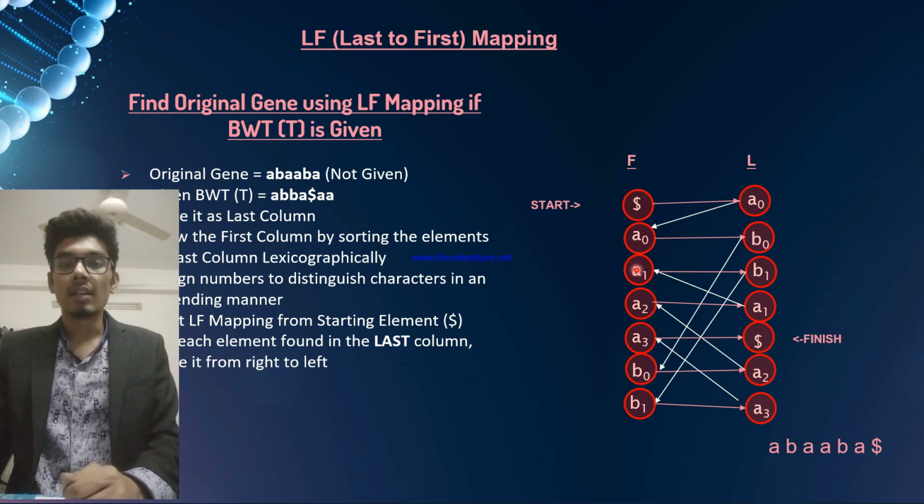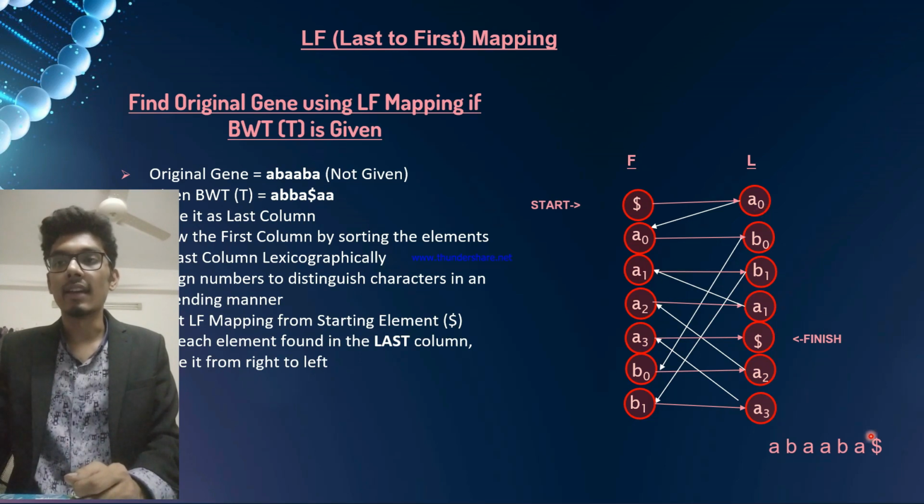After numbering all these, we have to start writing the result. So the result starts from the first column dollar sign, and this is the start point, and the last column dollar sign is the finishing point. So we start from the dollar, so we have to write dollar in the result, and then we have to take only the horizontally pointed letter. So the horizontally pointed letter is A0, but we cannot write A0. We have to write only A.